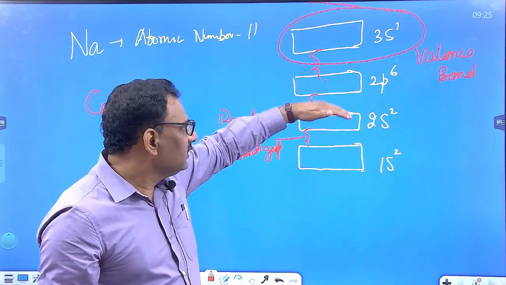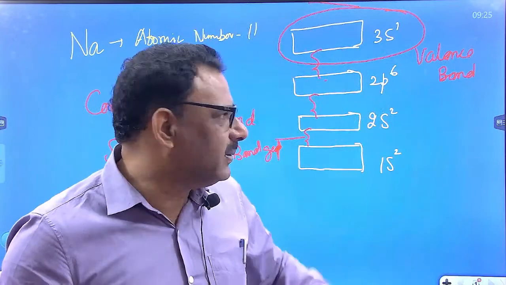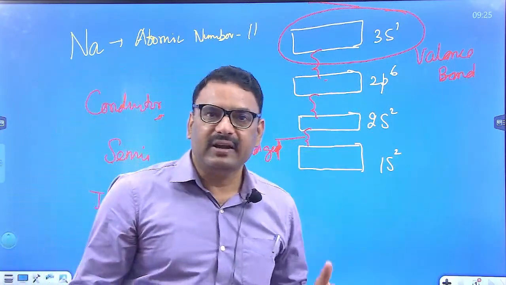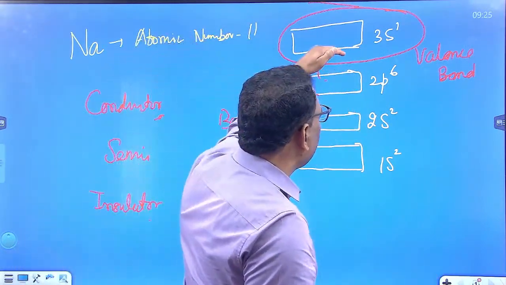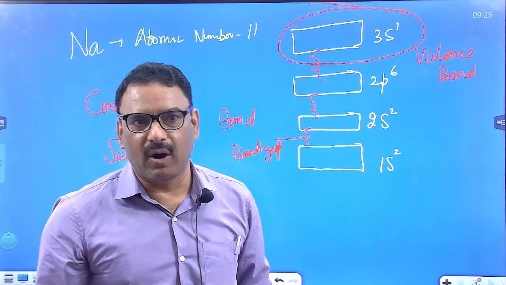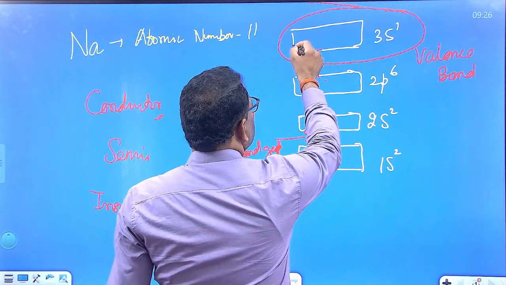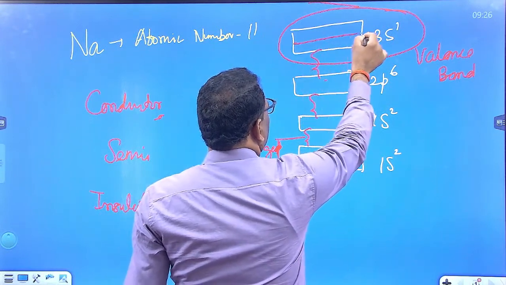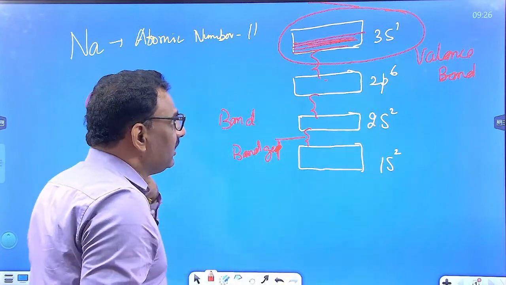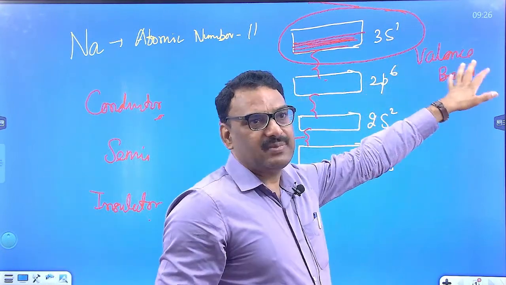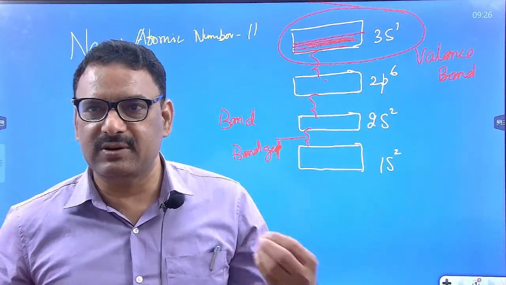Since these three levels are closer to the nucleus, the electrons available in these bands are tightly bound with the nucleus, and electrons in the outermost orbit are loosely bound. And for this particular sodium atom, all the electrons are lying in these energy levels. Since it has only one electron, and what is the maximum capacity of this s? It can contain two electrons. One is spin up, another is spin down.